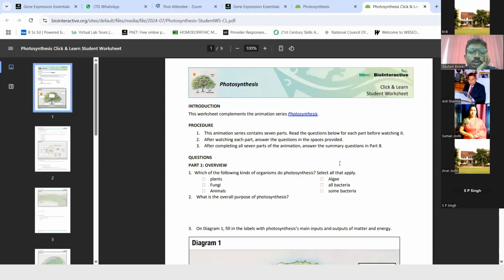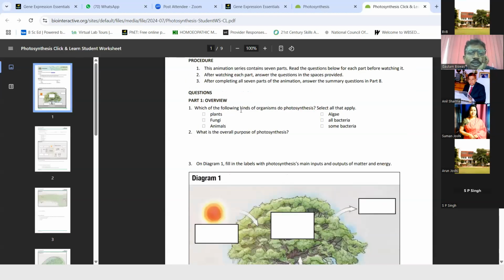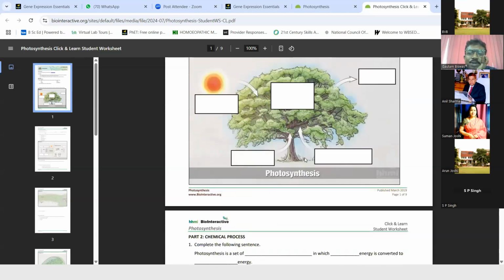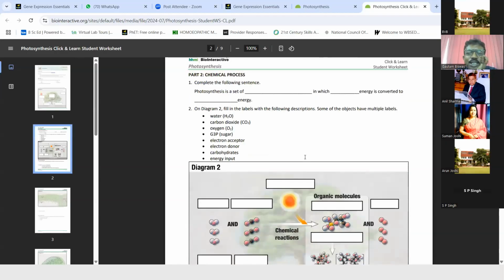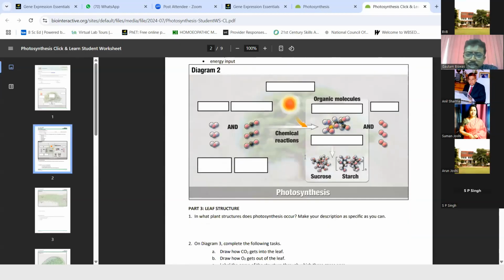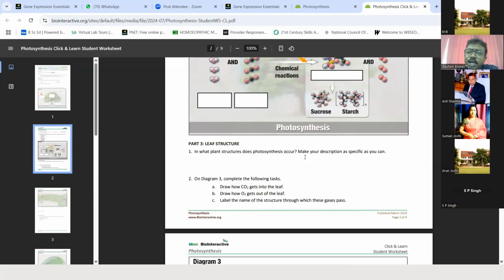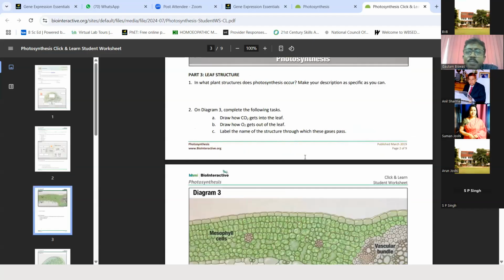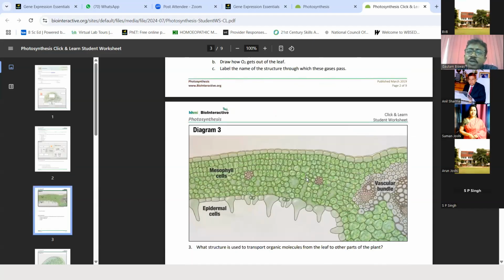Now, this is the worksheet. They have given the procedure and some questions, and you have to just answer them. Diagram labelling. Now, this type of thing, if you need to prepare, will take a lot of time, but these are ready-made, and you can just go through, download it free, use it in your class, save time, but make studies much more interesting.